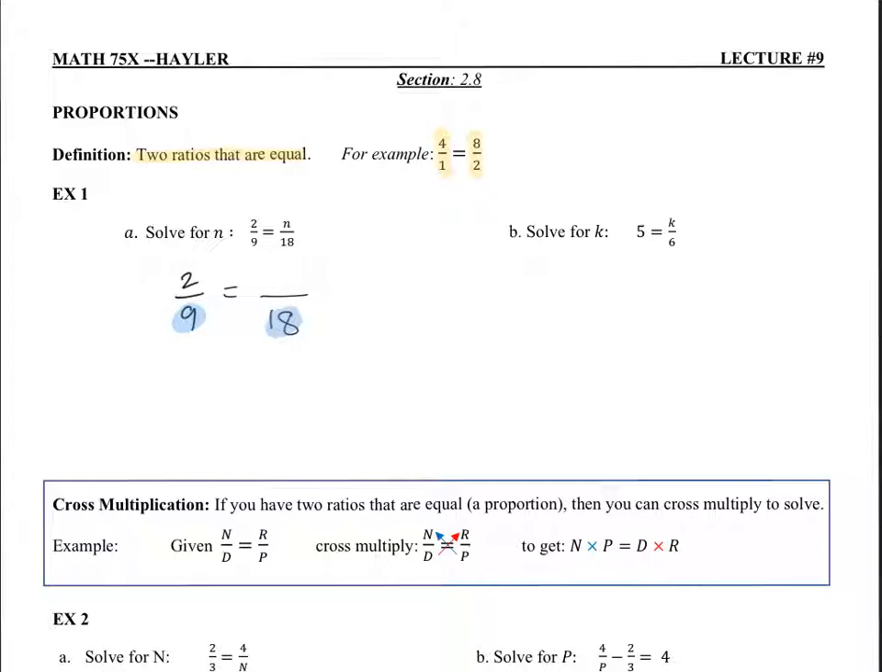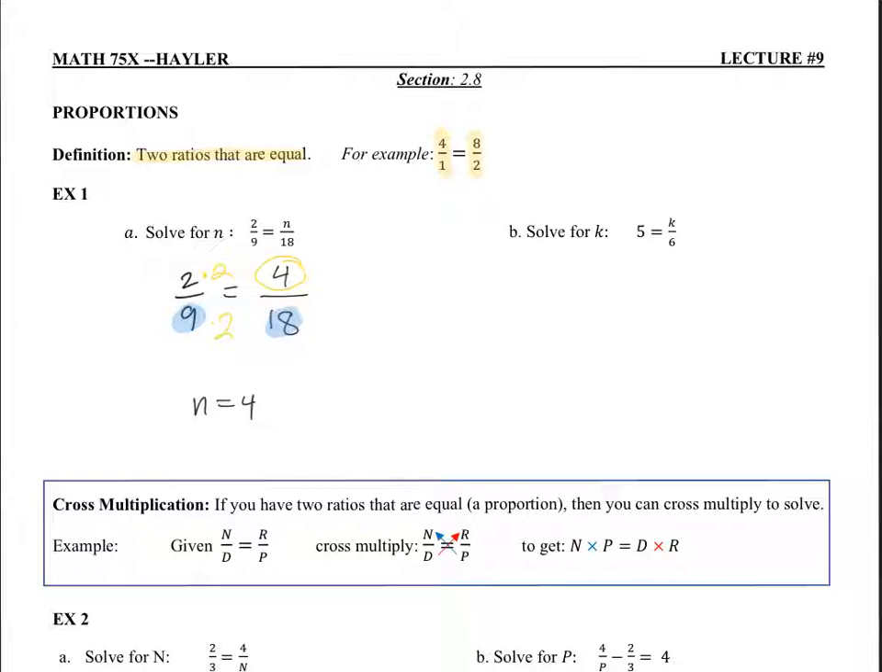Oops, let me change my pen. I had to multiply it by 2 to get 18. So to figure out what n is supposed to be, I know it's just whatever 2 times 2 is. That will give me my n value. So what is 2 times 2? Well, 2 times 2 is 4. So the missing value, the n value that we were looking for, is 4. So n must equal 4 for this proportion to be true.